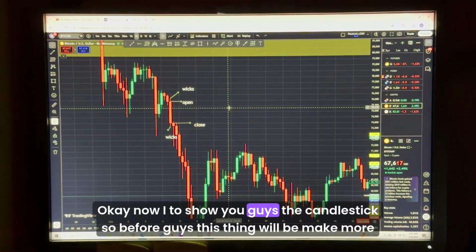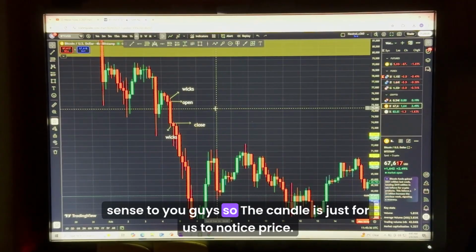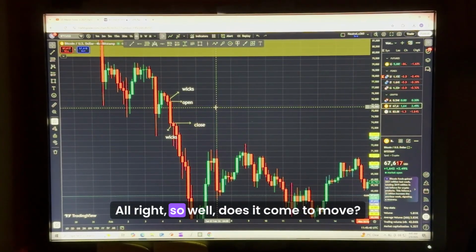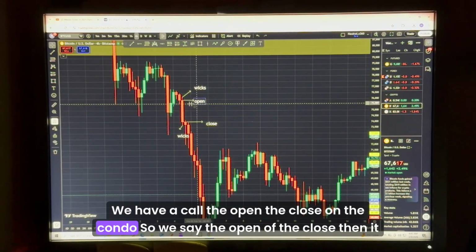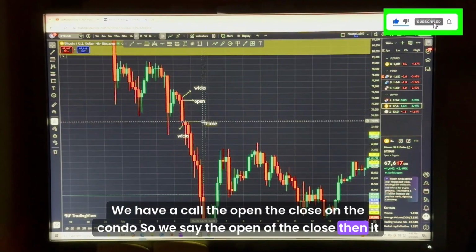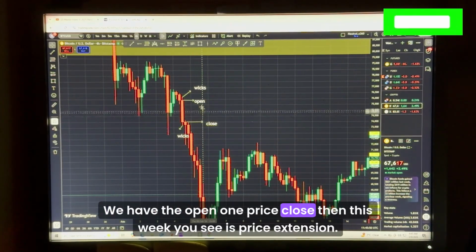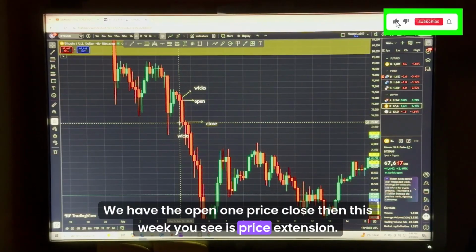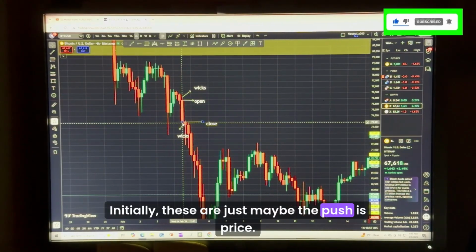Okay, now I want to show you guys the candlestick. Before this will make more sense to you guys, the candle is just for us to notice price. So how does the candle move? We have what we call the open and the close on the candle. When price opens, we have the open. When price closes, then what you see here is price extension. Initially, these are just the pushes of price.